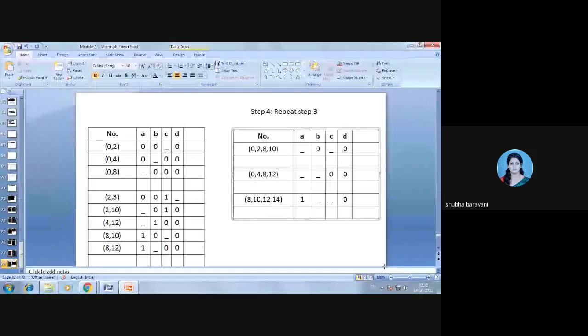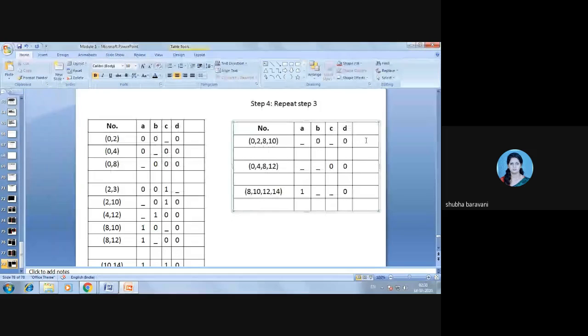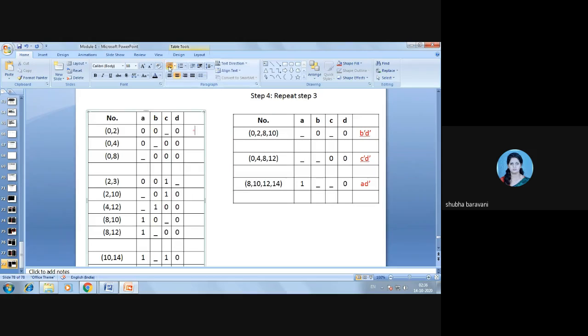Okay, so the prime implicant I'll write here. Here it is B bar, D bar. Okay, next here it is C bar, D bar, right? Next here it is A, D bar. You are getting this? Yes, ma'am. And here, right, I just deleted it.